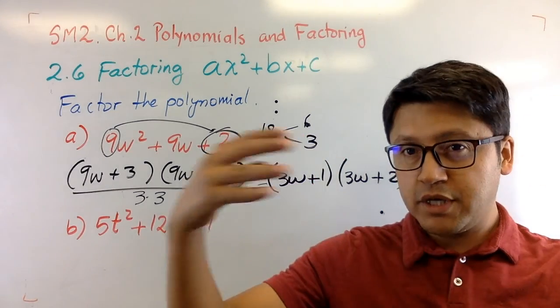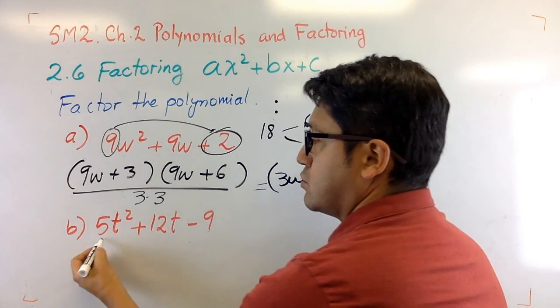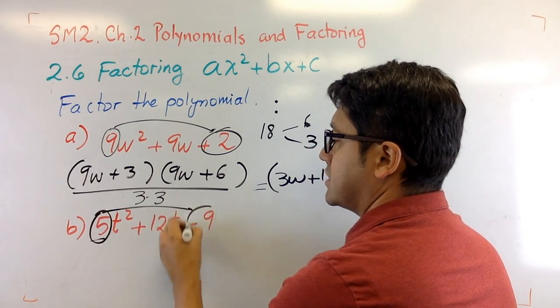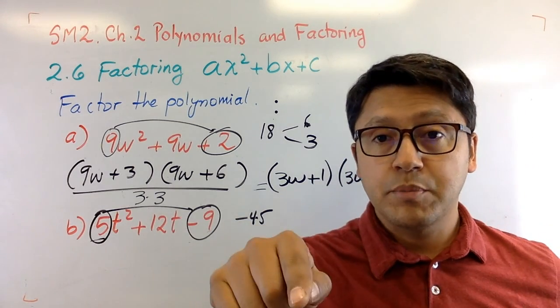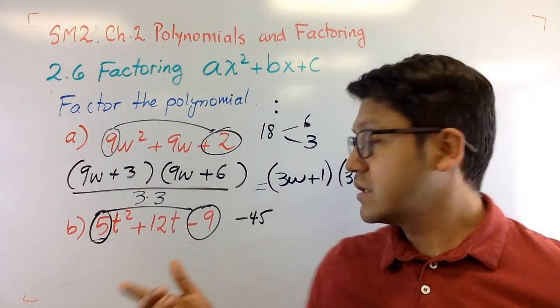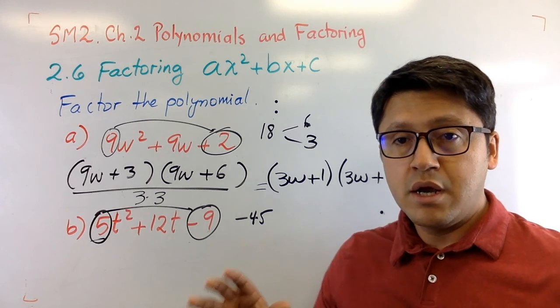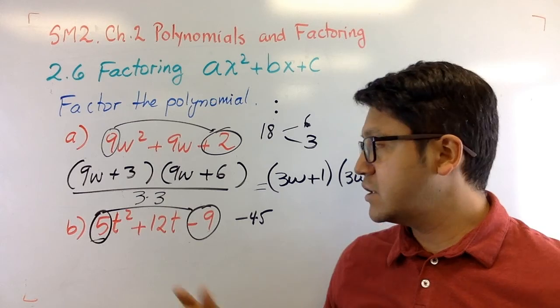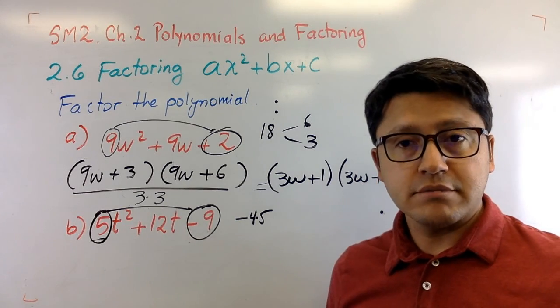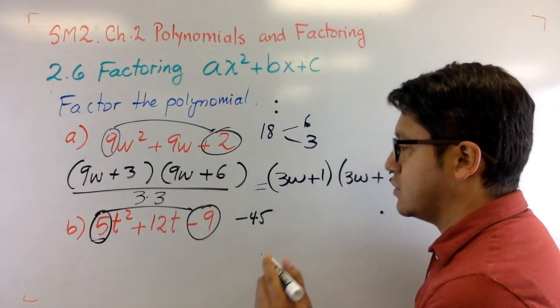Probably now you were trying to think ahead. We're going to multiply this 9 times negative 9. We get negative 45. Again, you want to pause and do it. Try to find the combination that works here, where a pair of numbers multiplied you get negative 45, and when added you get 12. Pause it. And then this is what happens.